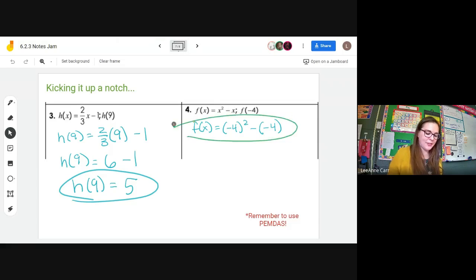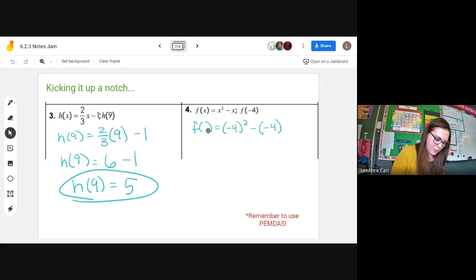So now I have f of, ooh, Miss Carr, bad notation. F of -4 equals (-4) squared minus (-4). All right, let's start off with this, because according to my PEMDAS, I don't have anything in parentheses to combine, so I'm going to ignore that. I do, though, this time have exponents. So I'm going to start with my exponent here.